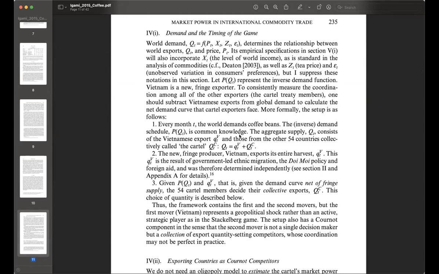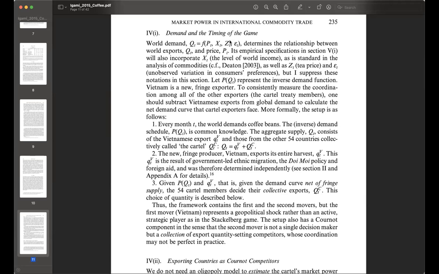Okay, so first let's talk about seed demand. Okay, here's the world demand. It determines the relationship between world exports, this is total world production, and the price. Okay, so this is essentially what we've been dealing with. Like, this is just, instead of inverse demand, which is price on the left, this is simple demand, quantity as a function of price.